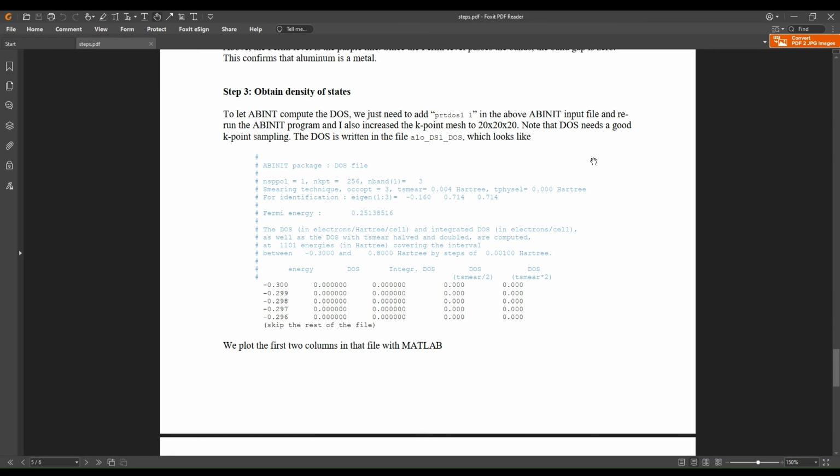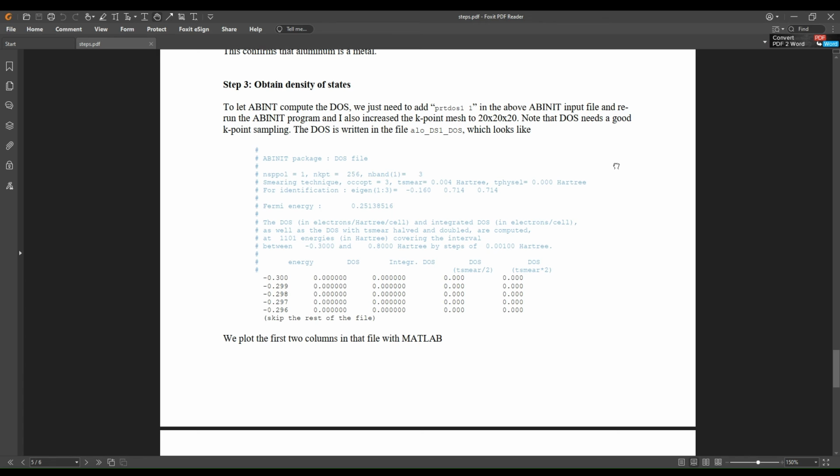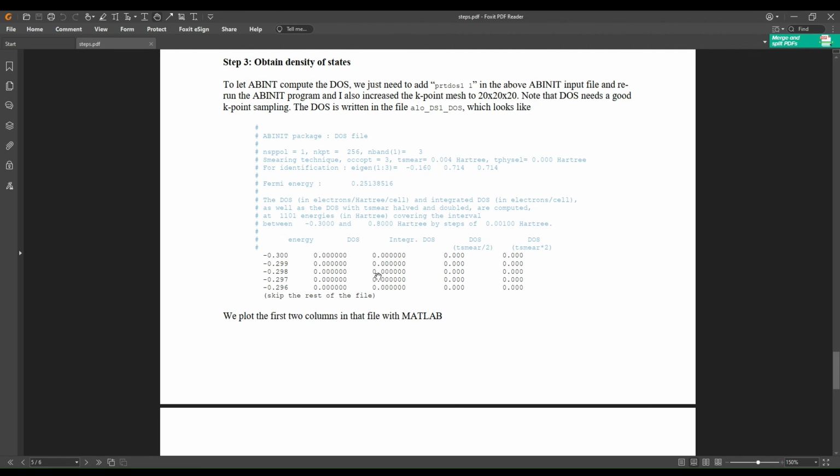In practice, you need to increase your key point mesh to a point that you have a very nice DOS picture. And after the calculation, ABINIT is going to write the DOS into this file. And here I give you a snapshot of this DOS file. The header of this file includes the information of the calculation, as well as the Fermi energy of this calculation. And the second part of this file contains the DOS.